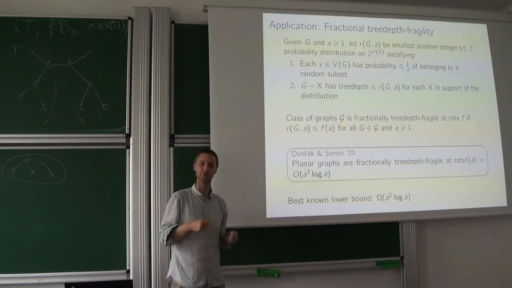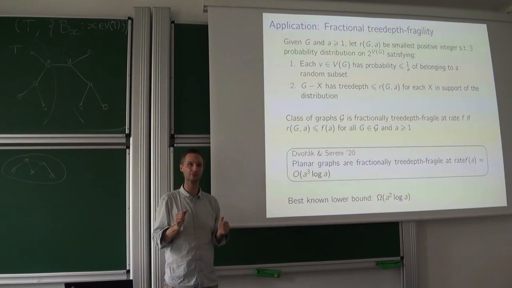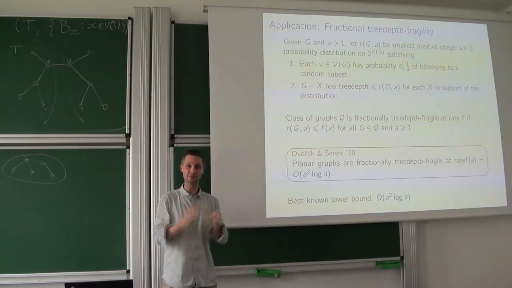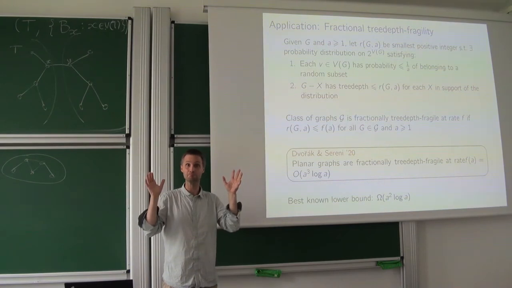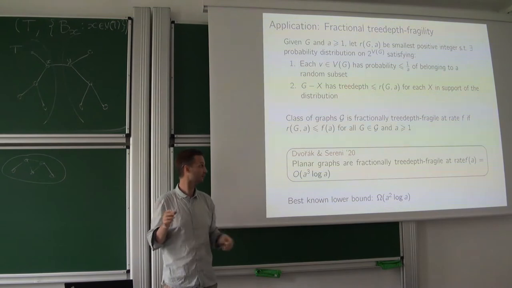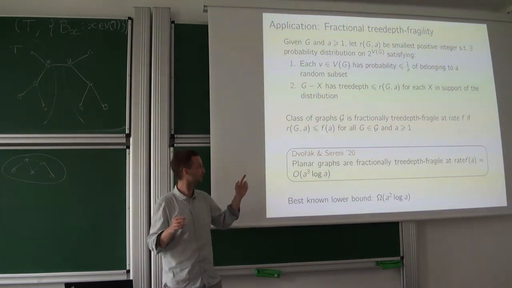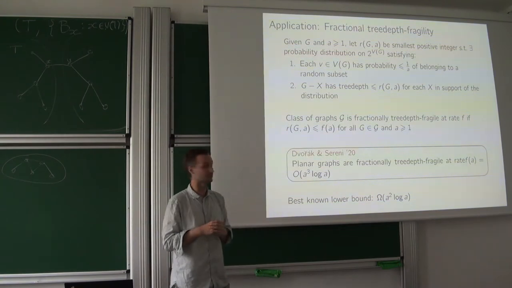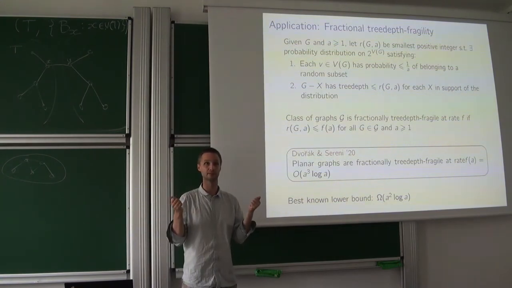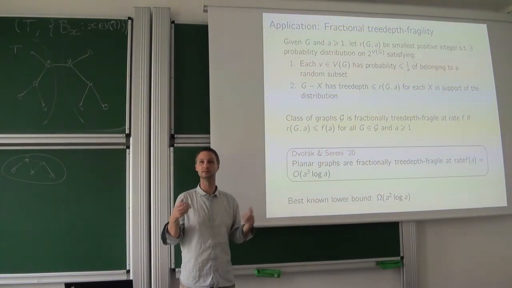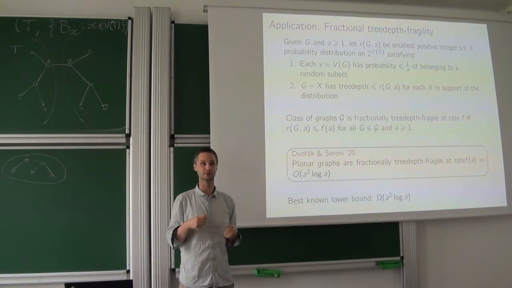And I told you, if you run the same proof and you are careful, you get a cubic bound for the weak coloring numbers. But it turns out that these chordal partitions, at least we don't know how to make them work to bound a p-centered chromatic number, and we don't know how to use them to bound a fractional tree-depth fragility rate.